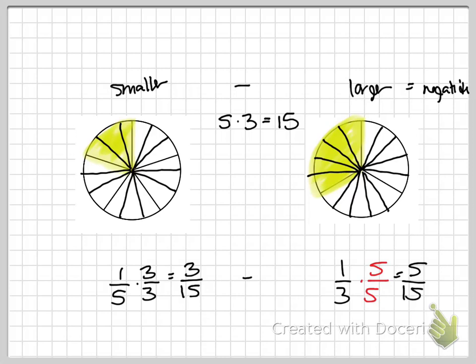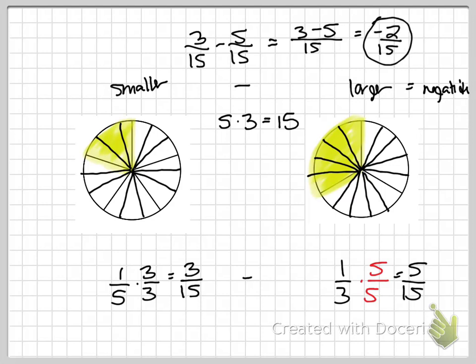So let's write that at the top. We have 3/15 minus 5/15. Okay? So that's literally just 3 minus 5 all over 15. Well, you can put that in your calculator. What's 3 minus 5? 3 minus 5 is negative 2. So the final answer is negative 2 over 15.